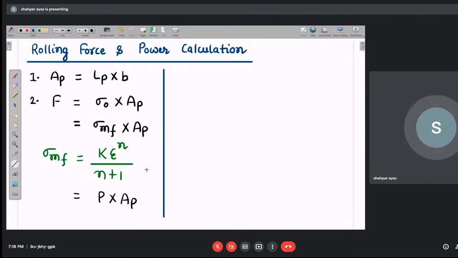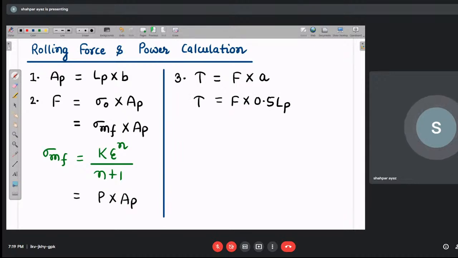Now, after the rolling force, the third step is that you need to calculate the rolling torque. Rolling torque is what? That is rolling force into arm length. Arm length is A, force into A, and the value of A is 0.5 into LP, the projected length. This is how you can get the rolling torque, right?